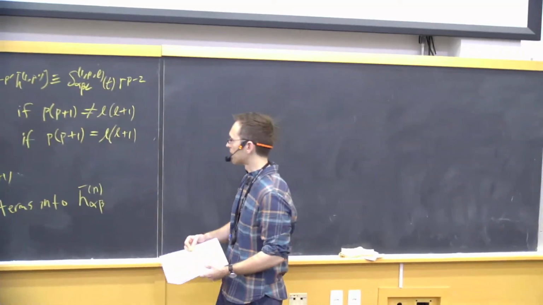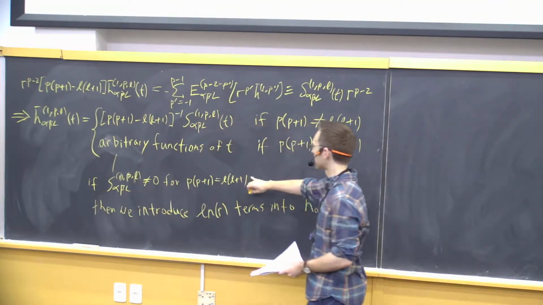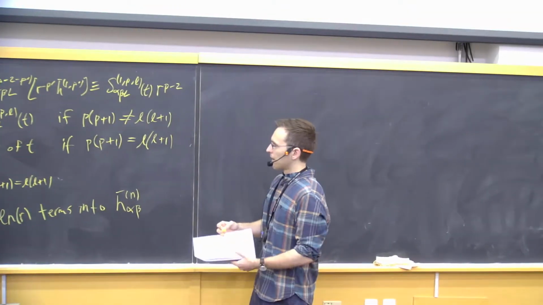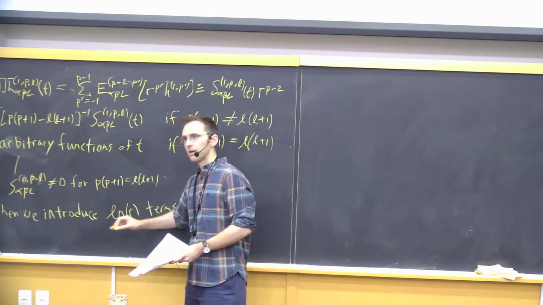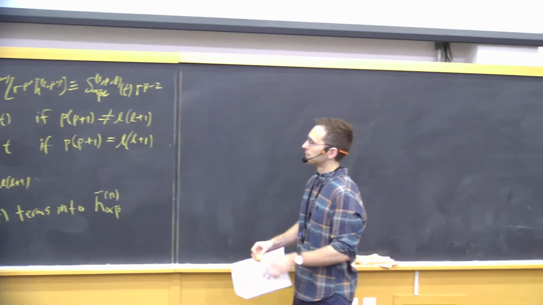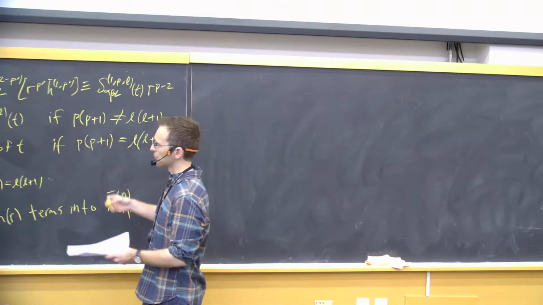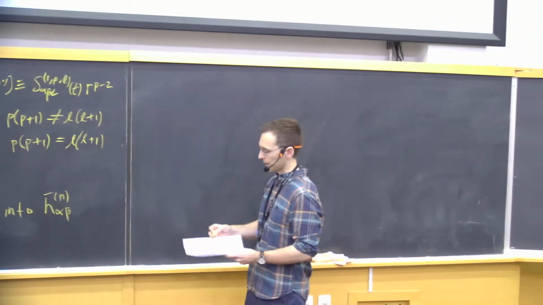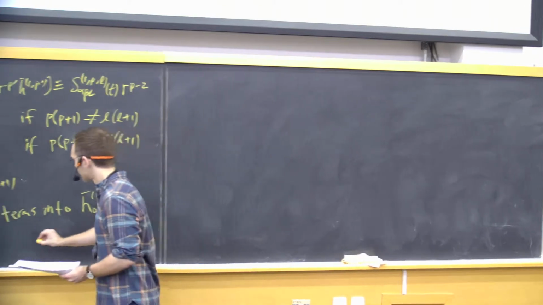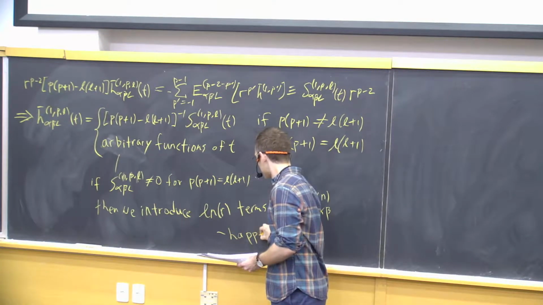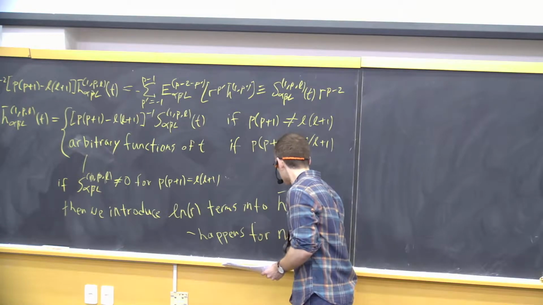So at first order in theory, you can prove by induction that this is never non-zero for this particular combination of p's and l's. But for n greater than 1, so at second order and higher, you actually do need to introduce these logarithms, and they end up allowing you to solve this equation. And again, you can prove that a solution exists for all p and all l. Okay, but that doesn't work for n equals 1. So let's just continue with this solution. This happens for n greater than 1.